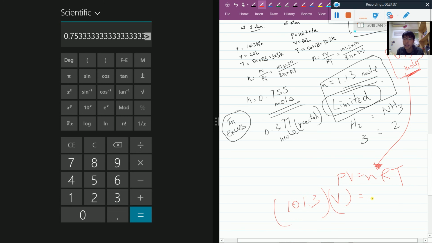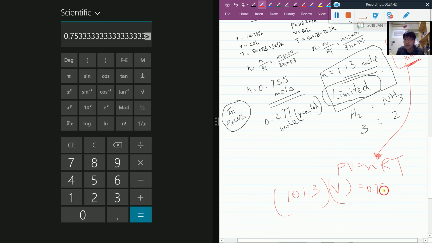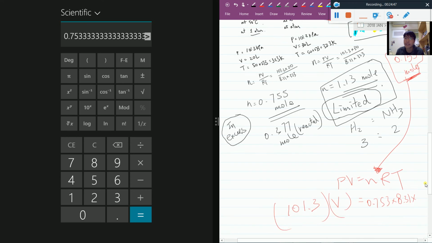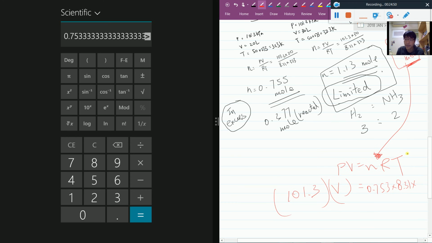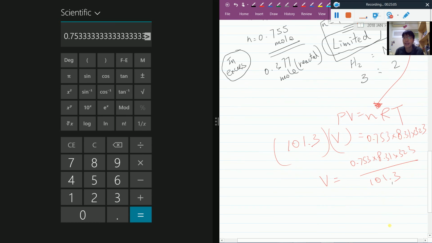Number of mole is 0.753, and R is 8.31, and the temperature is kept the same, 323. Everything is valued there. Basically, V equals 0.753 times 8.31 times 323 divided by 101.3. Most students won't have any problem understanding equations, but they have the problem understanding the mole ratio, and I believe you're fine with it.